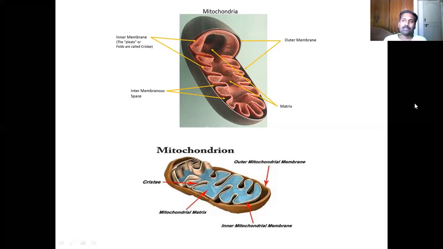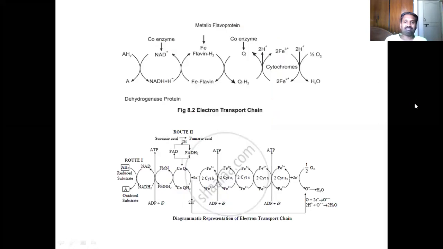So the topic of today's discussion is how the oxidation of NADH happens, how the oxidation of FADH2 happens, and how the energy released due to these oxidation reactions, because any oxidation is an exergonic reaction, is coupled with ATP synthesis. Now we come to this concept called the electron transport chain.